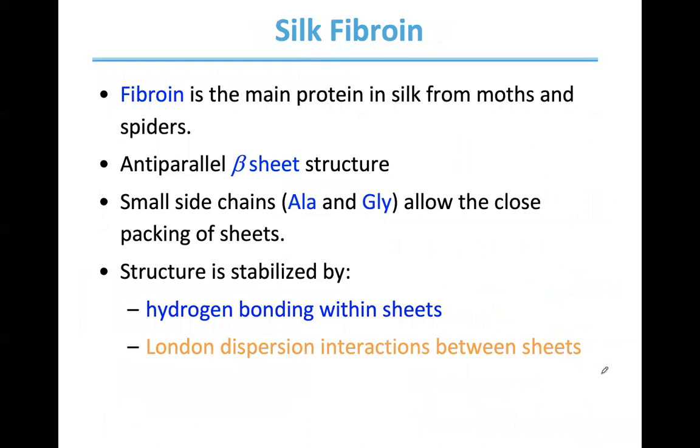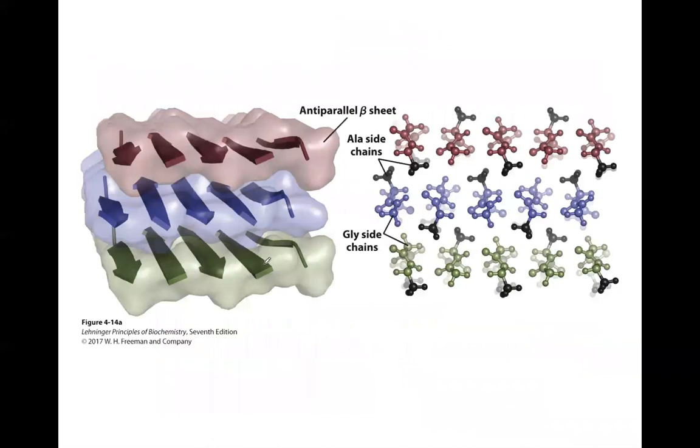And the last one I want to mention is silk fibroin. This is the main protein in silk from moths and spiders, based on antiparallel beta sheets. Remember I told you antiparallels are stronger than parallel. Small side chains, alanine and glycine, allow for the close packing of sheets, and hydrogen bonding within sheets, London dispersion interactions between sheets. Basically these sheets are packed one on top of another, and you see the antiparallel: if this is towards us, away from us, towards us, away from us, and so on.